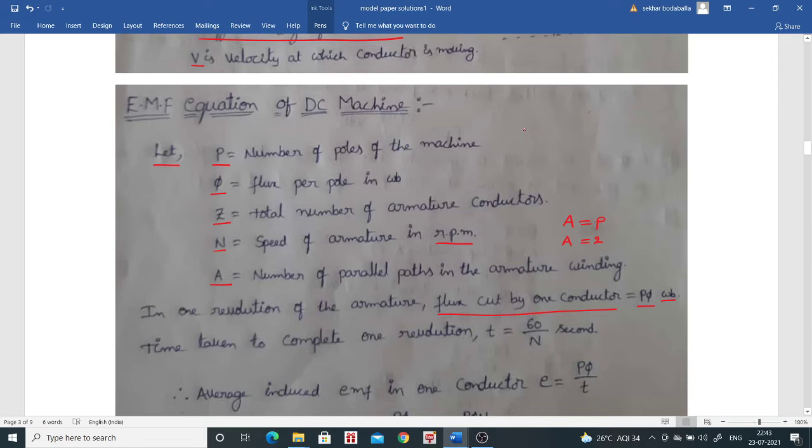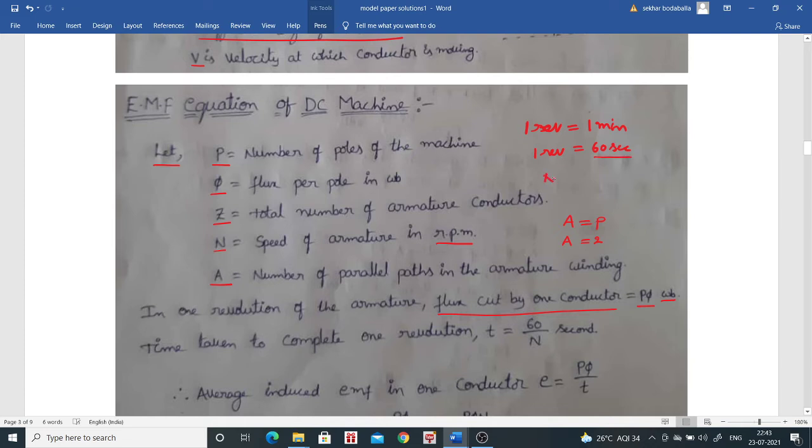Means in order to complete one revolution, what is the time taken for one revolution? The time taken is 1 minute. That is the meaning of RPM, revolutions per minute. So 1 minute is equal to how many seconds? 60 seconds. So in order to complete one revolution, the rotor is taking 60 seconds.